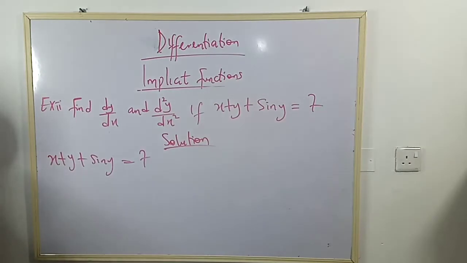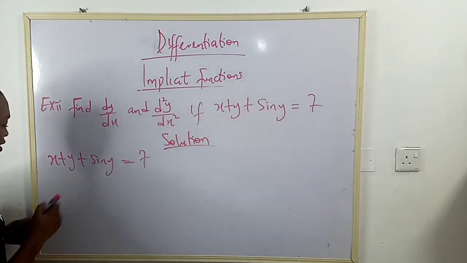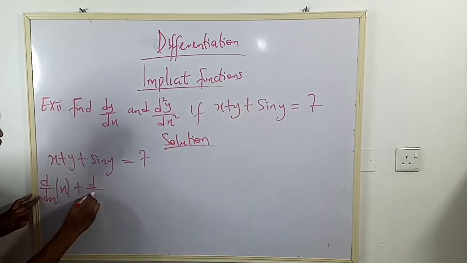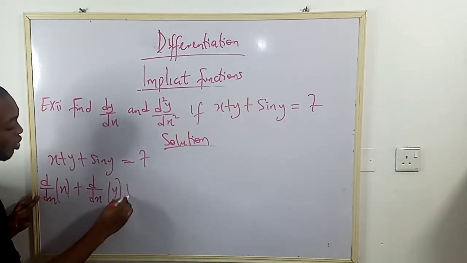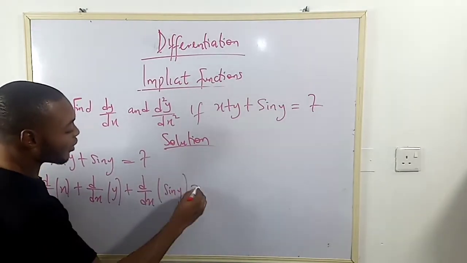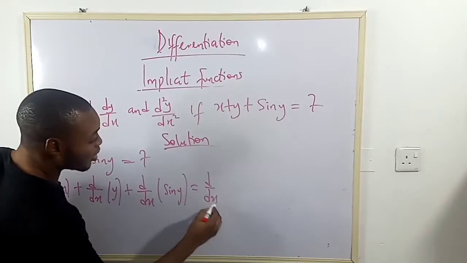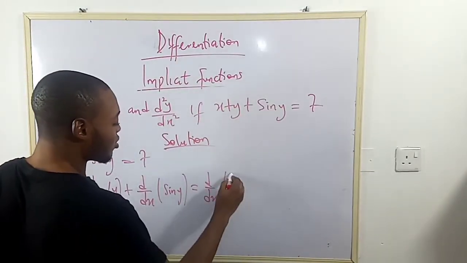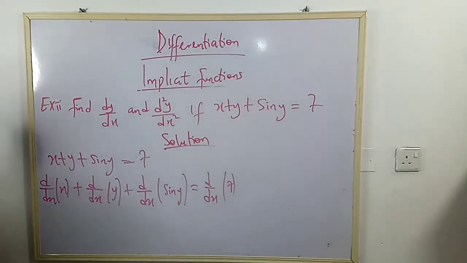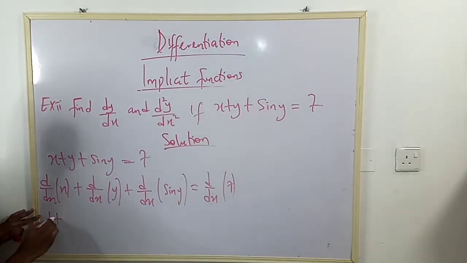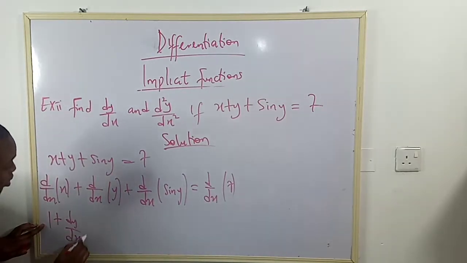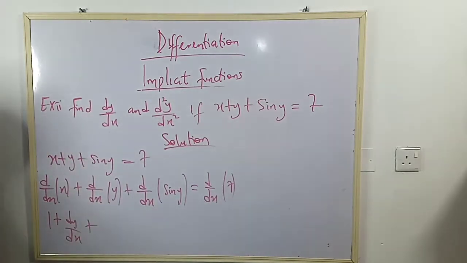So to find the first derivative, we differentiate all this with respect to x. That is d/dx of x plus d/dx of y plus d/dx of sine y equals d/dx of 7. So from what we have there, the derivative of x is 1, plus the derivative of y is dy/dx, plus the derivative of sine y.